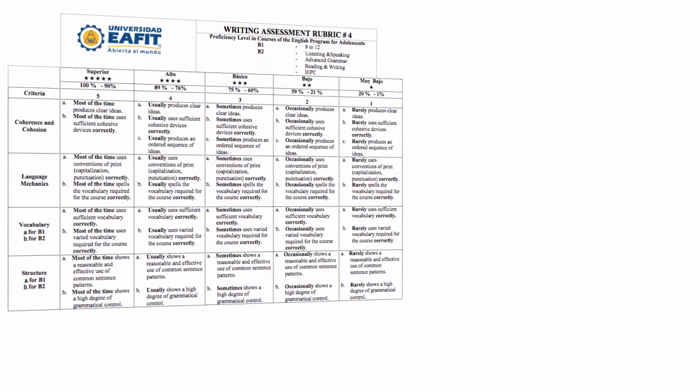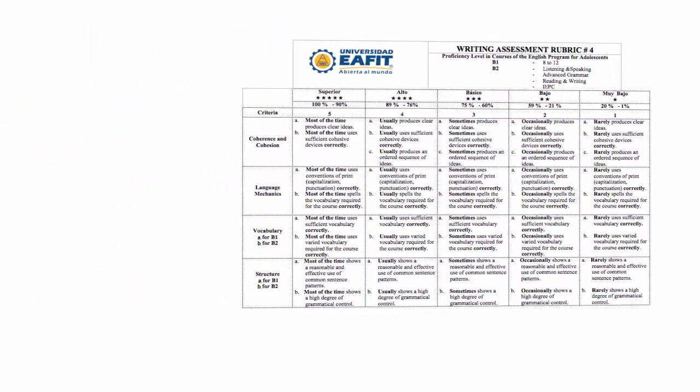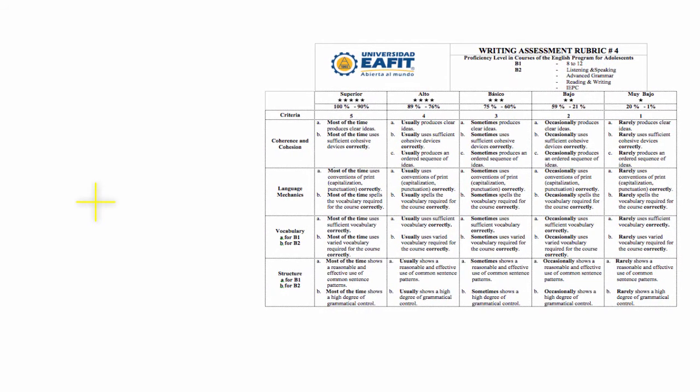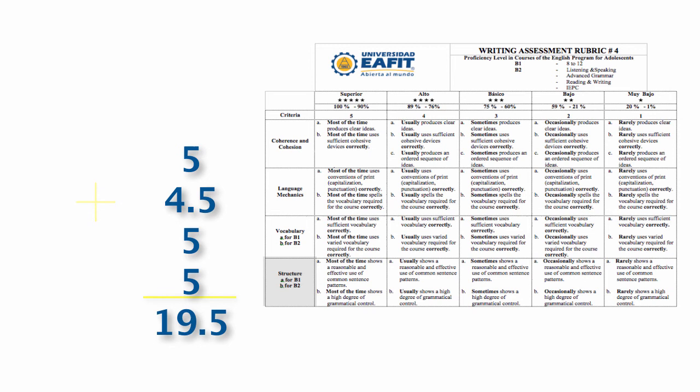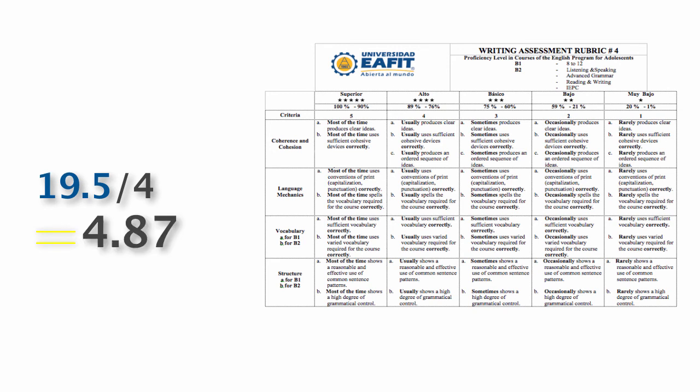To end with this exercise, let's do the math to get a definite score for this written composition. First, we add the grades given for each of the 4 aspects in the rubric. So, we have 5, coherence and cohesion, plus 4.5, language mechanics, plus 5, vocabulary, plus 5 for structure, which equals 19.5. This number is divided by 4, the number of aspects, and the result, 4.87, is the definite grade for this piece of writing.